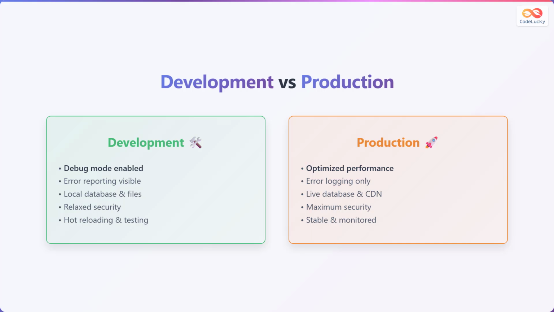In a development environment, debug mode is enabled, error reporting is visible, local databases and files are used, security is relaxed, and hot reloading and testing are common. On the other hand, a production environment prioritizes optimized performance, error logging only, live databases and content delivery networks, maximum security, and stability with constant monitoring.